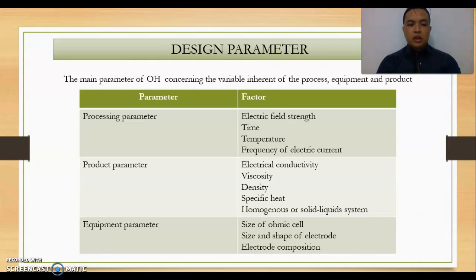The main parameters of ohmic heating concern the variables inherent to the process, equipment and product. The processing parameters are the electric field strength, time, temperature, and frequency of electric current. Next is the product parameter, where the factors are the electrical conductivity, viscosity, density, specific heat, and homogeneous or solid liquid system. Next is the equipment parameter, where the factors are the size of the ohmic cell, size and shape of electrode, and also electrode composition.